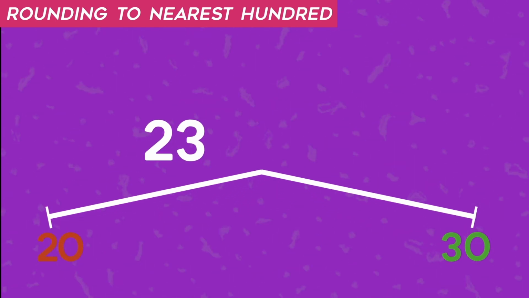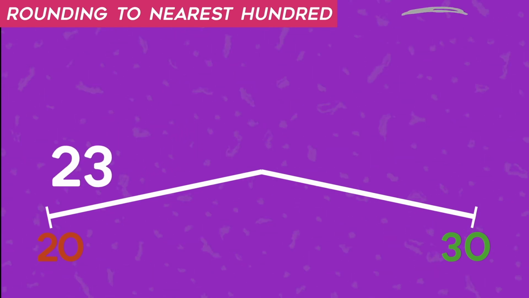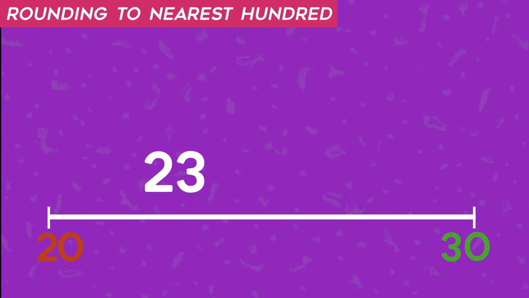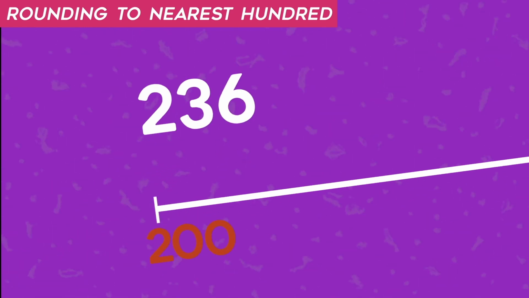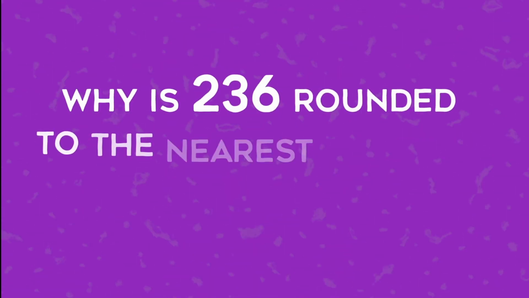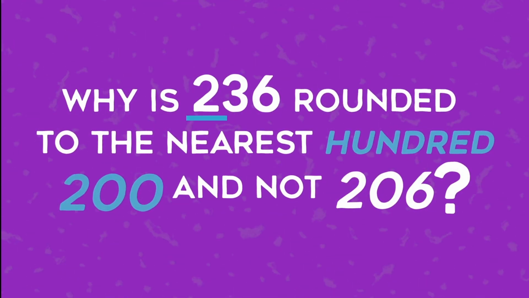And when our hill appears, it slides down to the left. 23 rounds down to 20. And remember, we were hiding the ones value here. This 30 was actually 300, and this 20 was really 200. So 236 rounded to the nearest hundred is 200. But before we move on, let's explore this last example. Why is 236 rounded to the nearest hundreds place 200 and not 206? Wasn't the 6 hiding here? Why did it become 0?